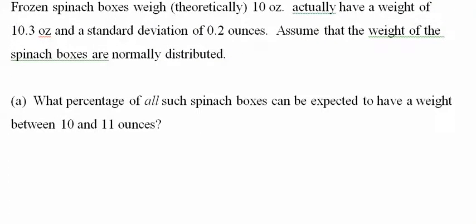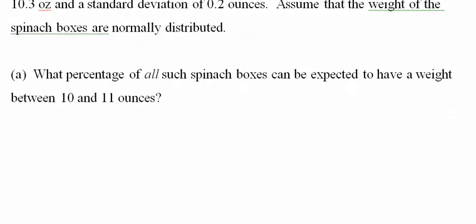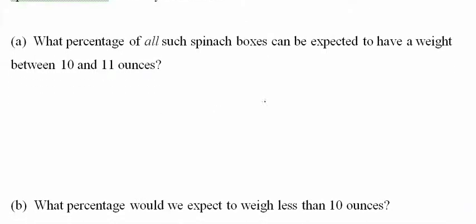So this is from industry. They actually take a bunch of samples. In this case, we've got frozen spinach boxes. They're supposed to weigh 10 ounces, and due to the machine packing them, or the people packing them, or whatever, they actually weigh 10.3 ounces with a standard deviation of 0.2 ounces. Assume the weight is normally distributed, which you can almost always assume, because otherwise we can't do these problems. So we're looking at that formula I just gave on the previous page. What's the percentage that they can all have a weight between 10 and 11?